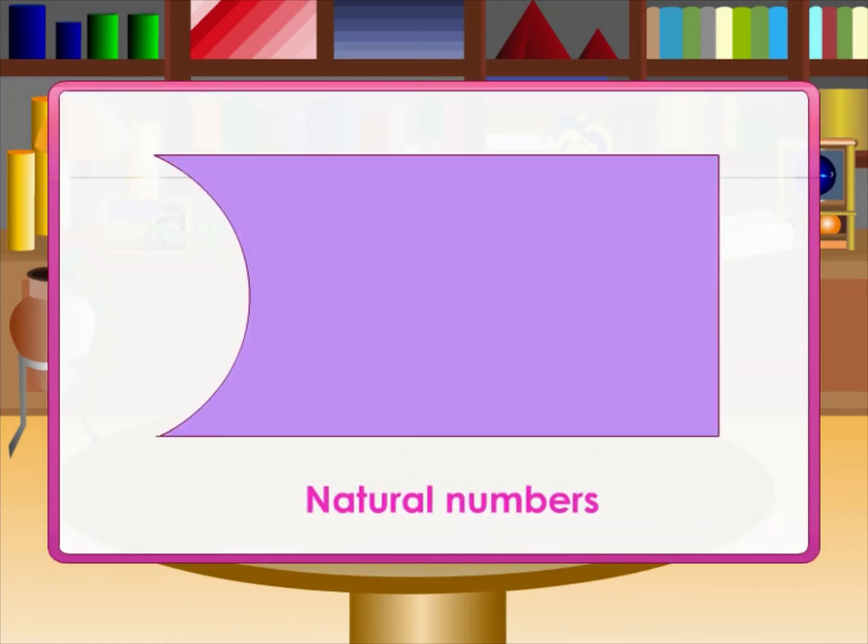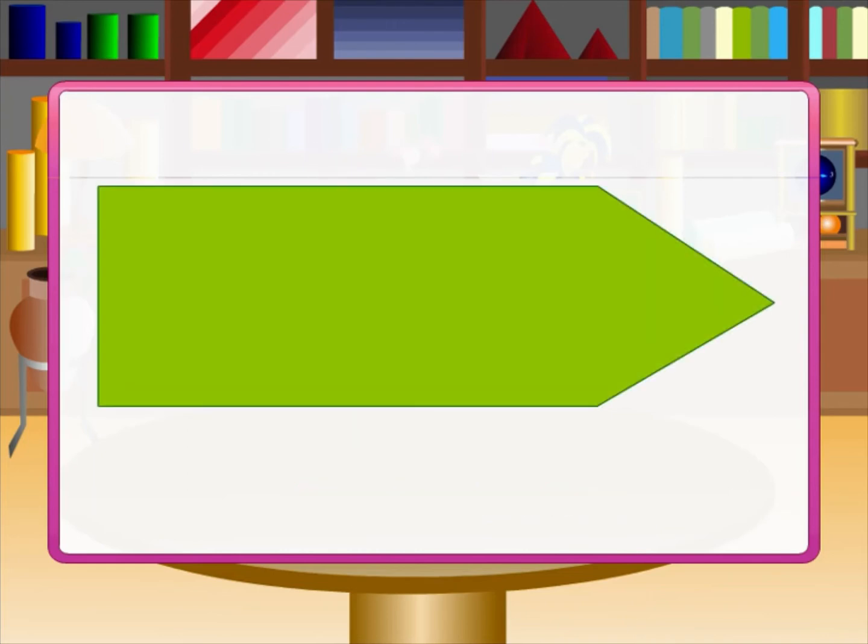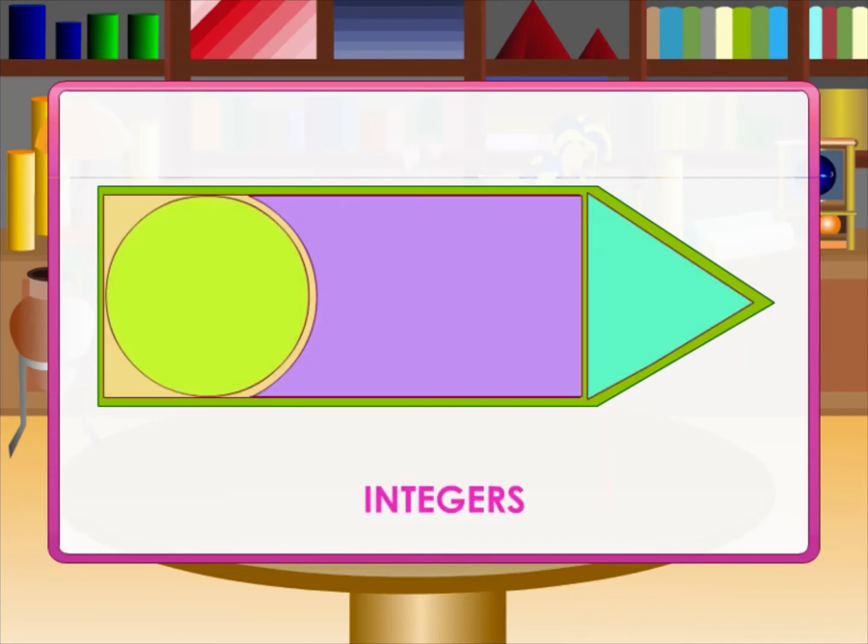The figure 1 represents natural numbers. Figure 2 represents 0. Figure 3 represents whole numbers. And figure 4 represents negative numbers. You can understand the collection of integers from the following figure. All the collection of numbers put together, we get integers.